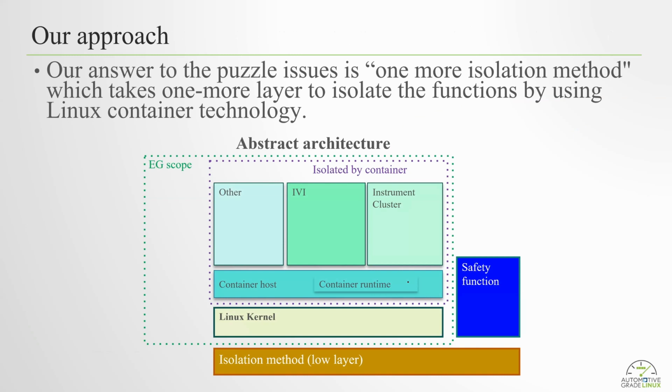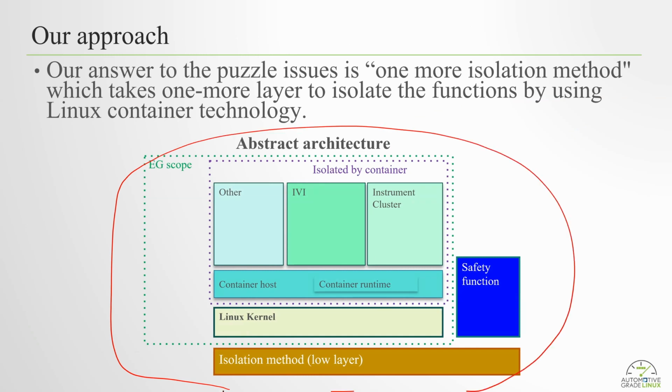Our approach is as shown. Our answer to the puzzle is an open source isolation method, which takes one more layer to isolate the functions by using Linux container technology. This figure shows the abstracted architecture. So the instrument cluster, the IVI and the other functions are isolated using Linux container technology. It's our concept.